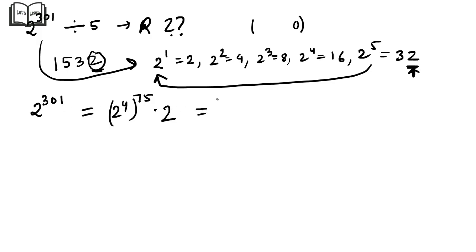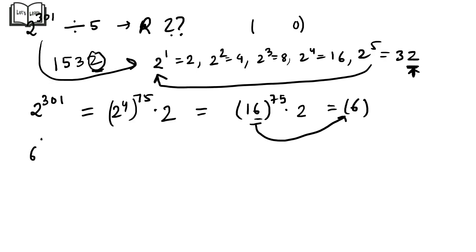So it can be written as 16 to the power 75 times 2. Now, as the last digit of 16 is 6, 6 raised to any integer power gives 6 as the last digit. I will explain that once more. 6 to the power 1 is 6, 6 to the power 2 is 36, so the last digit is 6. If you multiply 6 many times, the last digit will be 6, independent of the number of times you are multiplying 6.